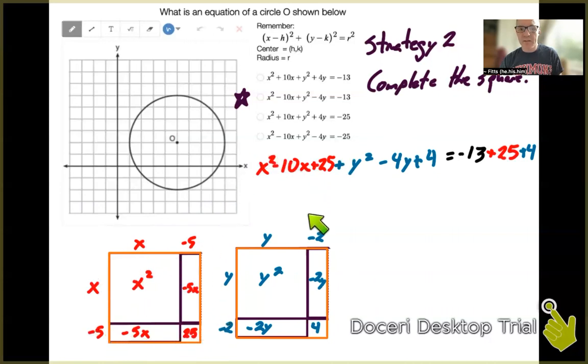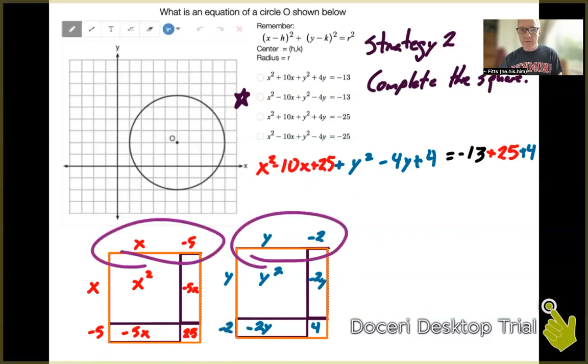So that's why I really like the area model, because it's already in factored form for me. So (x minus 5) squared plus (y minus 2) squared equals, and what is all this combined? 16. And if I want to check that, what I can do is say x minus 5 times x minus 5. That gets me back to this. So if I factor that, that's exactly what I'm going to get here.